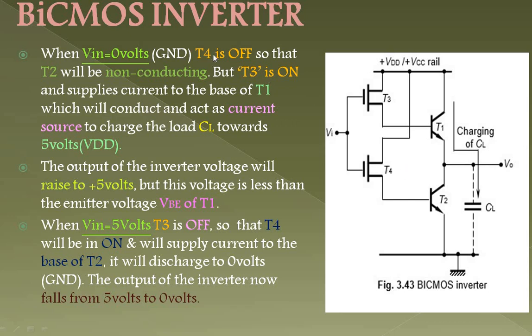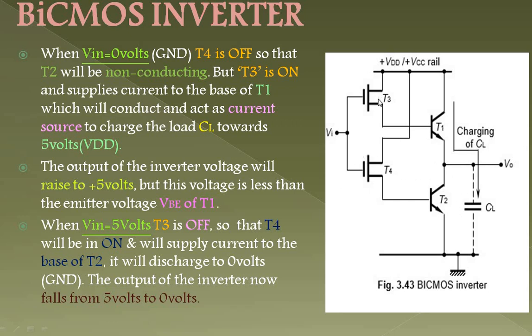PMOS transistor will be off, so that T2 will be in non-conducting stage. See, this T4 is directly connected to your T2 transistor, one of the bipolar transistors, right? So I am giving Vin equals 0 volts. So what happens over here? T4 will be off. And T4 is directly connected to the V rail, correct, input voltage rail. So if it is off, there is no current flowing through this T2 also. So your T2 will be in non-conducting state. These two are in non-conducting state.